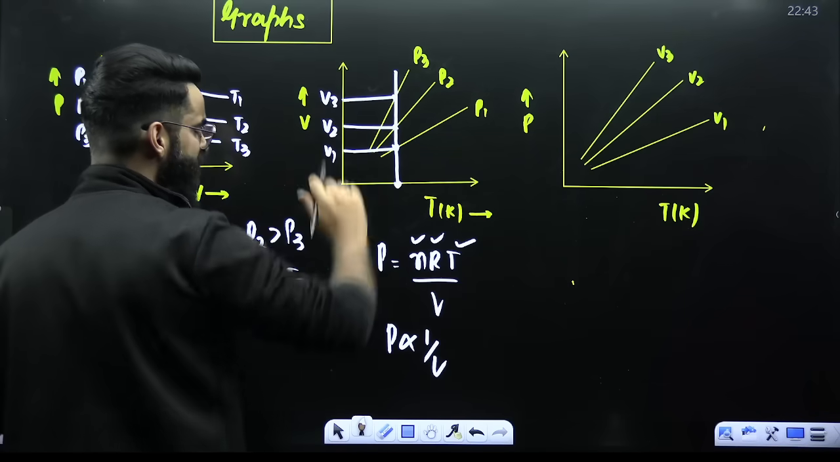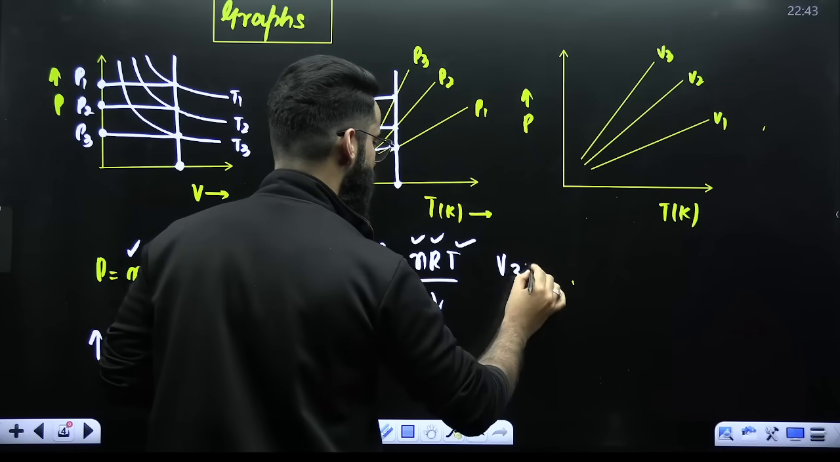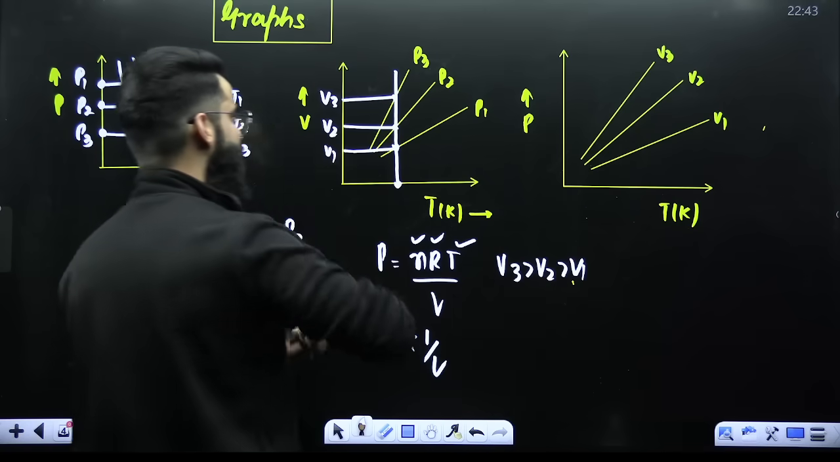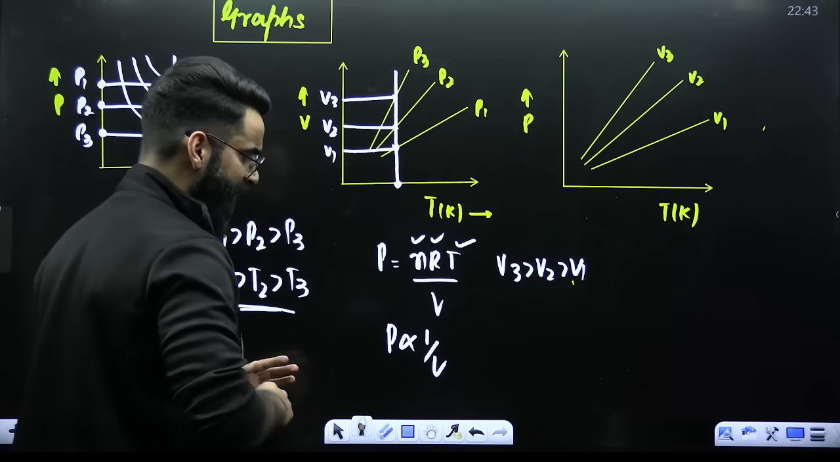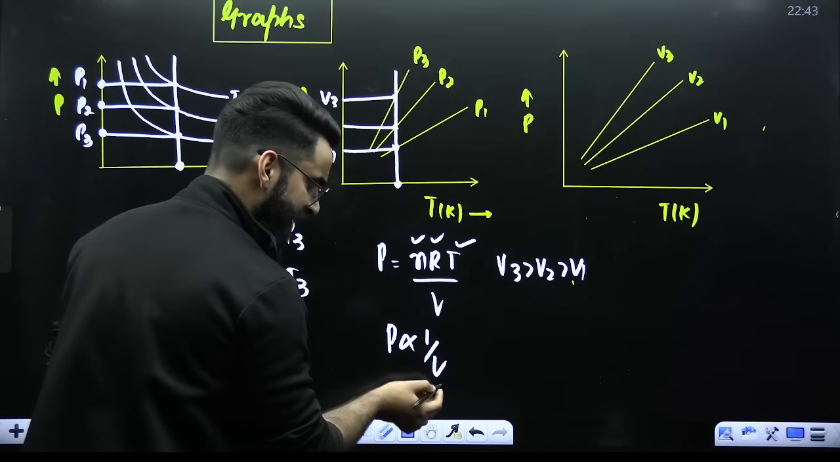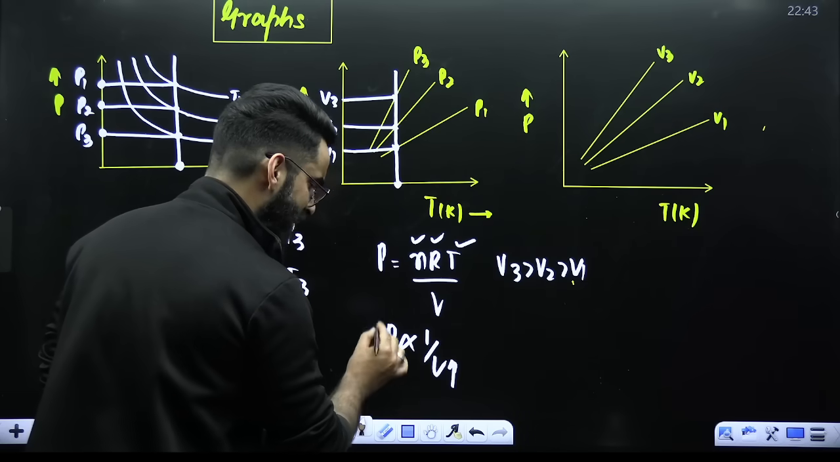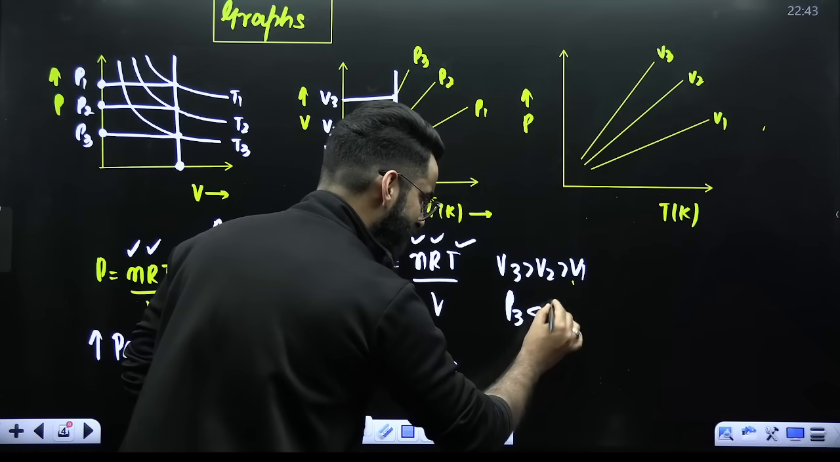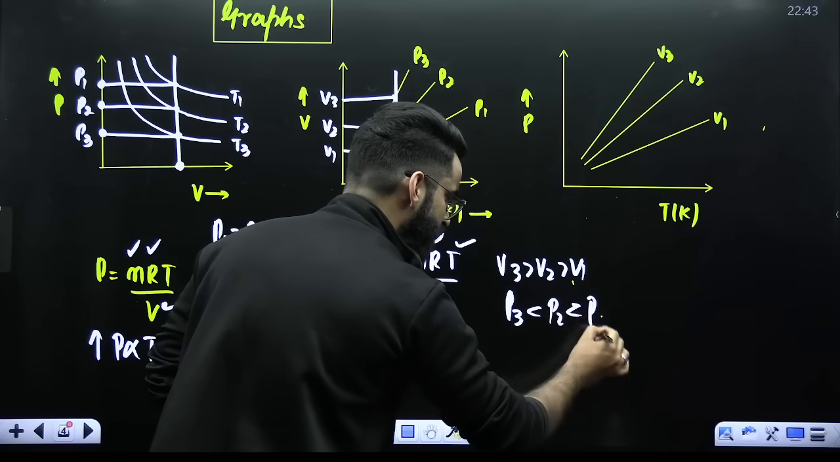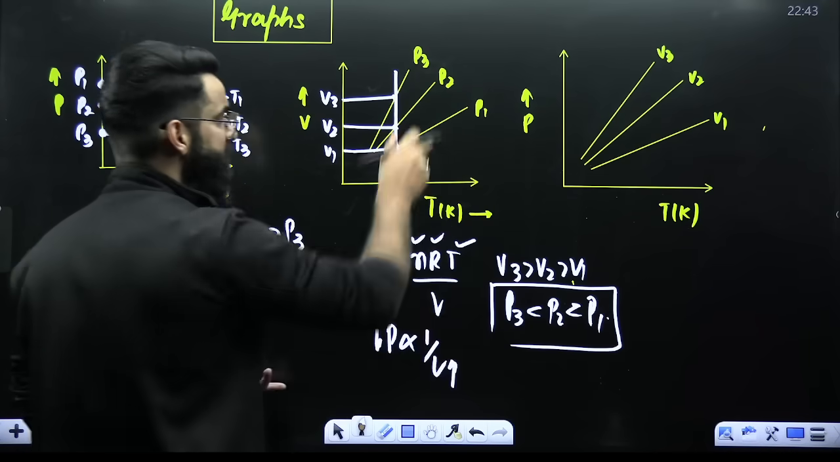What about the relation between V1, V2, V3? I can clearly say V3 is greater than V2 is greater than V1. V3 is greater than V2 is greater than V1. And you know, pressure and volume, they are inversely proportional. So more the volume, lesser the pressure. So I'll say P3 will be less than P2, will be less than P1. This is going to be the order of the pressures over here.